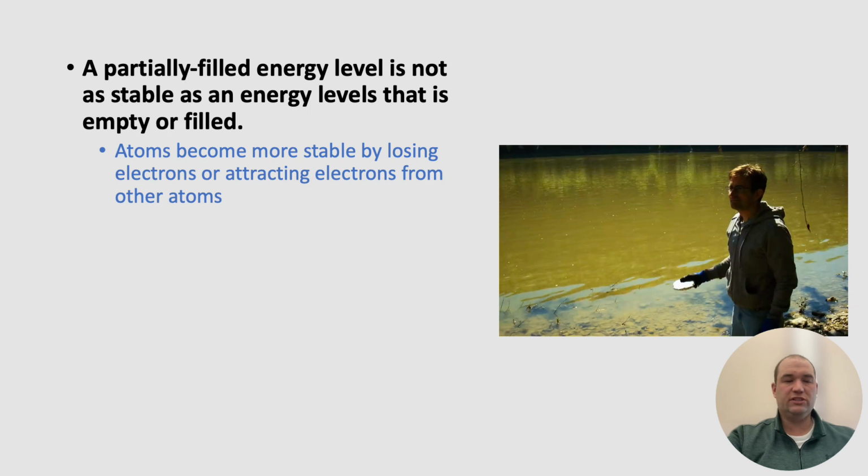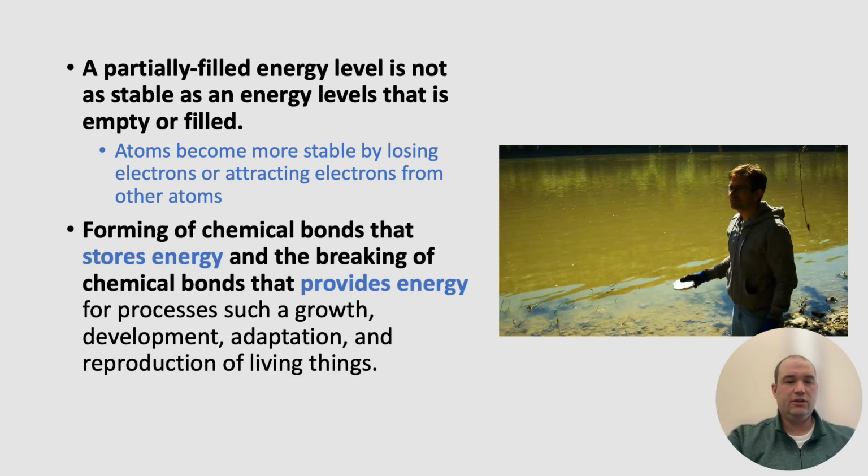Atoms become more stable by losing electrons or by attracting electrons from other atoms. So forming a chemical bond stores energy, and the breaking of chemical bonds provides energy for processes such as growth, development, adaptation, and reproduction of living things. So forming bonds stores energy, breaking bonds releases energy.